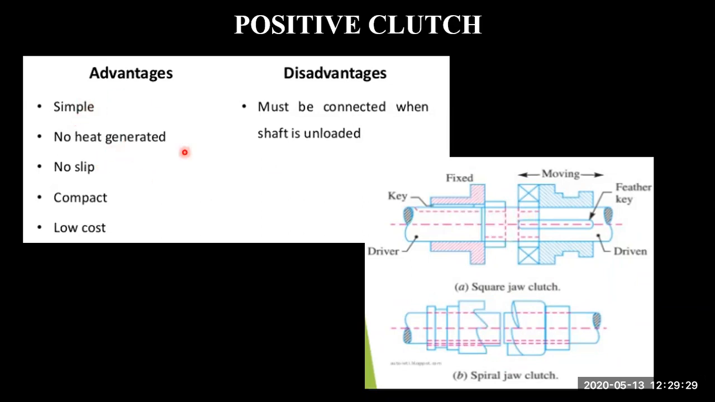There's no heat generated because of direct engagement and disengagement. There's no slip as in the case of friction. They're compact, very simple to manufacture, and because they are compact, they are also low in cost. The disadvantage is it must be connected when the shaft is unloaded, meaning if you are moving this to an engaged position, this shaft should not be loaded or rotating. That means you can use it only in low speed applications.